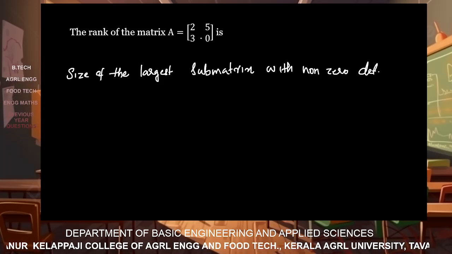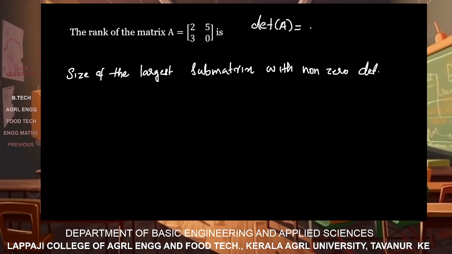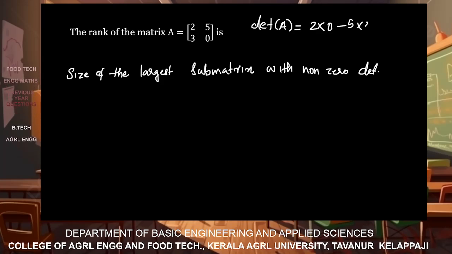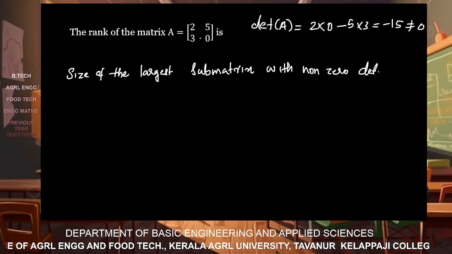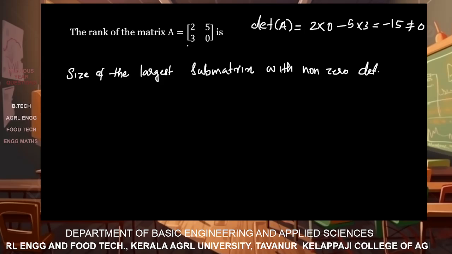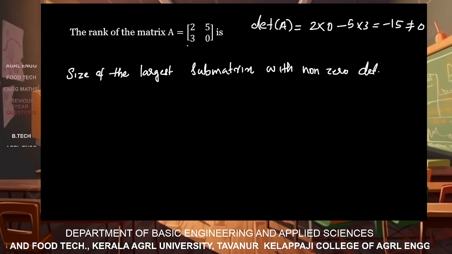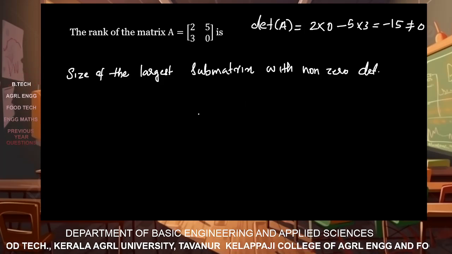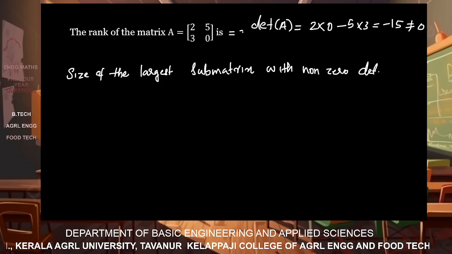If we look at this particular matrix, what about the determinant of A? Let us start by checking the determinant. It is 2 into 0 minus 5 into 3, so we obtain minus 15, a non-zero value. That means the determinant of this matrix itself is non-zero. Every matrix is a submatrix of itself. So the size of the largest submatrix with non-zero determinant is 2 itself. The rank of this matrix is 2. That is one of the methods.